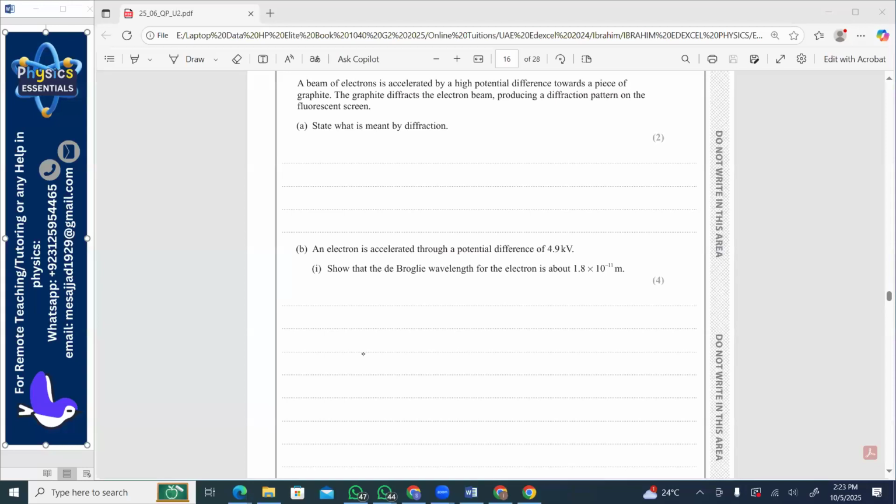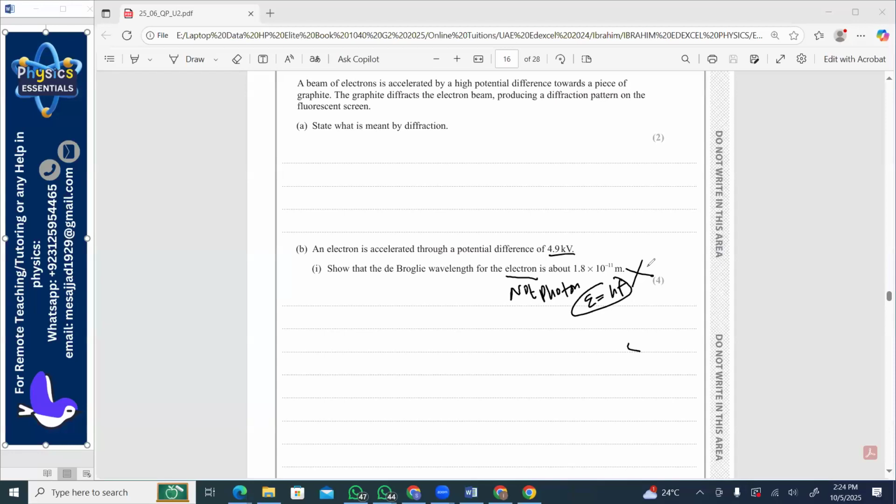An electron is accelerated through a potential difference of 4.9 kilovolts. Show that the de Broglie wavelength for the electron is 1.80 times 10 raised to the power minus 11. Very important question. This is an electron, not a photon. First of all, please be careful, okay? So you cannot use E equals hf, because that is the energy of the photon, not the electron.